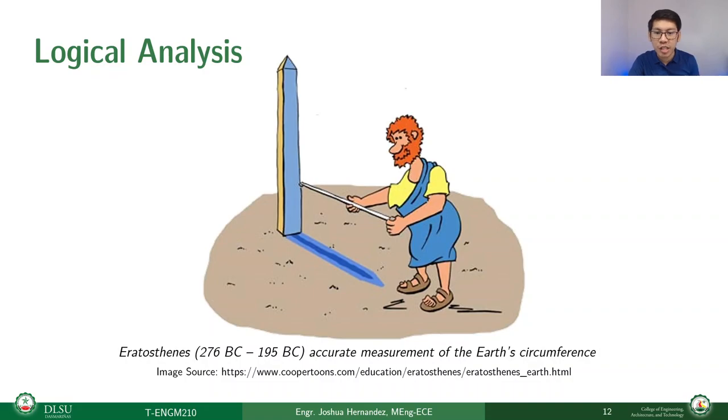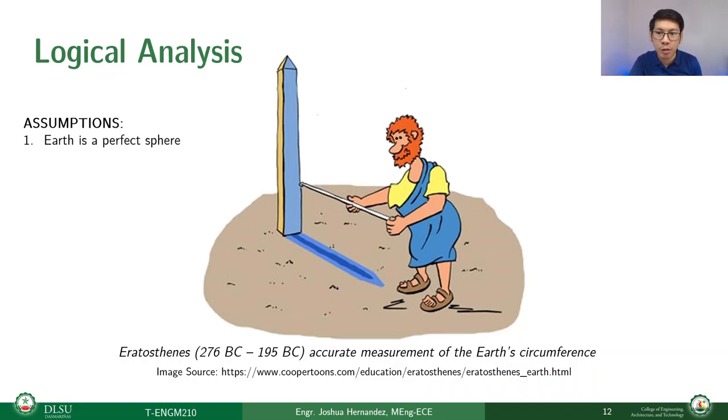And it was astonishing that Eratosthenes, who was born before Christ, 276 BC to 195 BC, who was a chief librarian at the Library of Alexandria, managed to obtain a fairly accurate answer to this problem without even leaving the ancient city of Alexandria. He was not just guessing, but his method involved certain assumptions. And what are those assumptions and simplifications that he made?